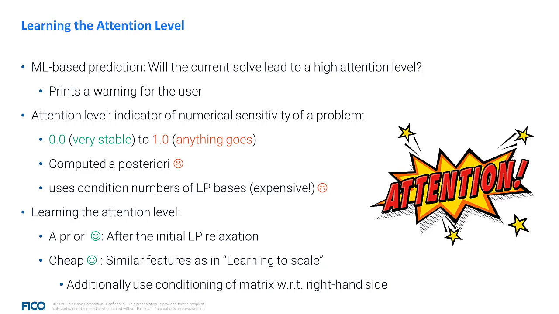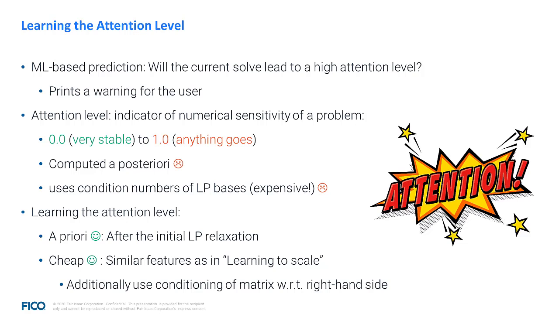We compute the attention level by sampling condition numbers of basis inverse matrices throughout the branch and bound search. Generally, a large attention level correlates very well with numeric errors. But as I said, there are two drawbacks. The attention level is only available after the solve, and it is relatively expensive to calculate. And hence we do not do this by default, but only when a specific control is enabled. The goal of learning the attention level was to overcome both drawbacks and provide the user with an indicator of numeric stability that is available at the beginning of a solve, here after the initial LP relaxation is solved, and thereby in particular after we learned a scaling, and with an indicator of numeric stability that is cheap to compute.